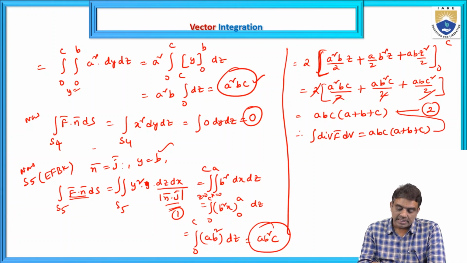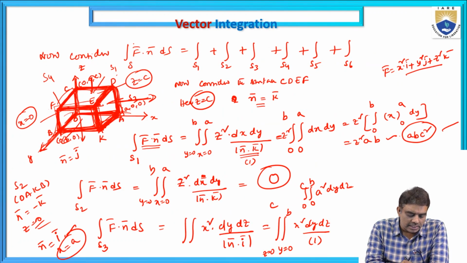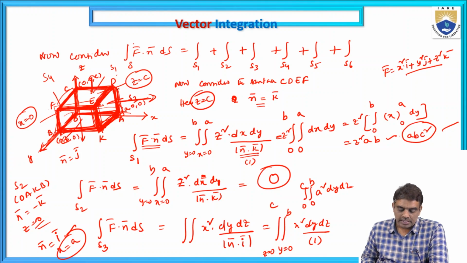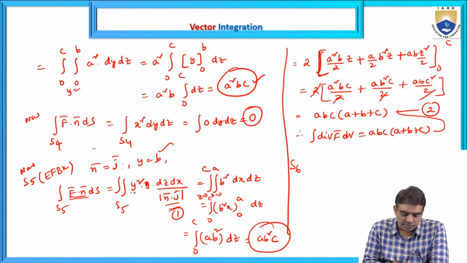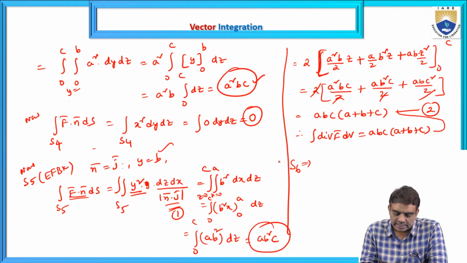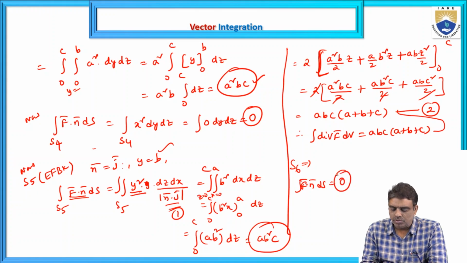And the last one is the surface integral S6. What is S6? S6 is the plane parallel to this plane, whose surface equation is y is equal to 0, so that the entire term will be 0. y is 0 means y square is 0, so the entire term is 0. The surface S6 integral of f bar dot n cap dS is equal to 0.